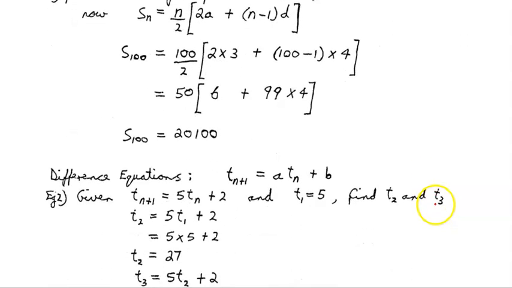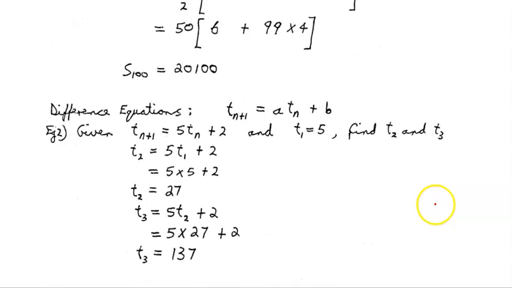One more thing: another way of writing this sequence is using difference equations. A difference equation has the form Tn plus 1 is some constant a times the term Tn, plus b. So if we have a term Tn, then the next term, Tn plus 1, will be some constant times Tn plus another constant. For instance, given Tn plus 1 is 5 times Tn plus 2, and we're told that T1 is 5, we can then find terms 2 and 3.